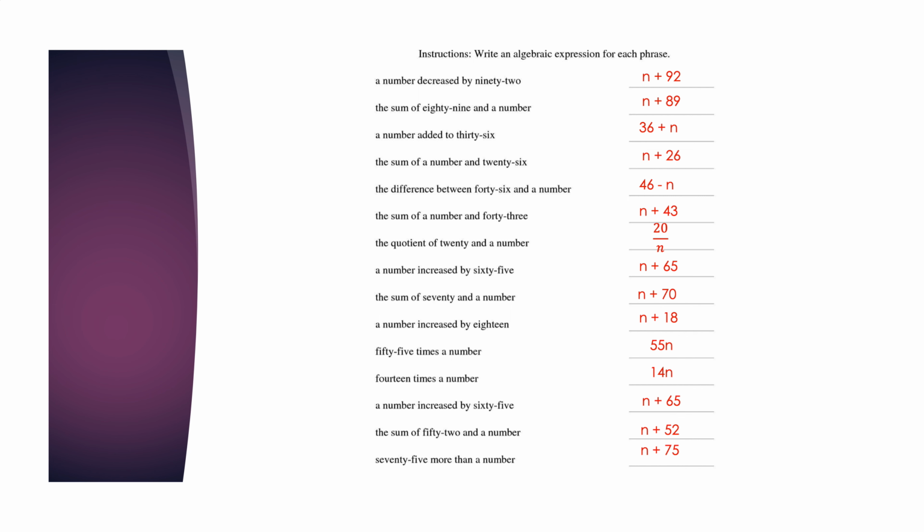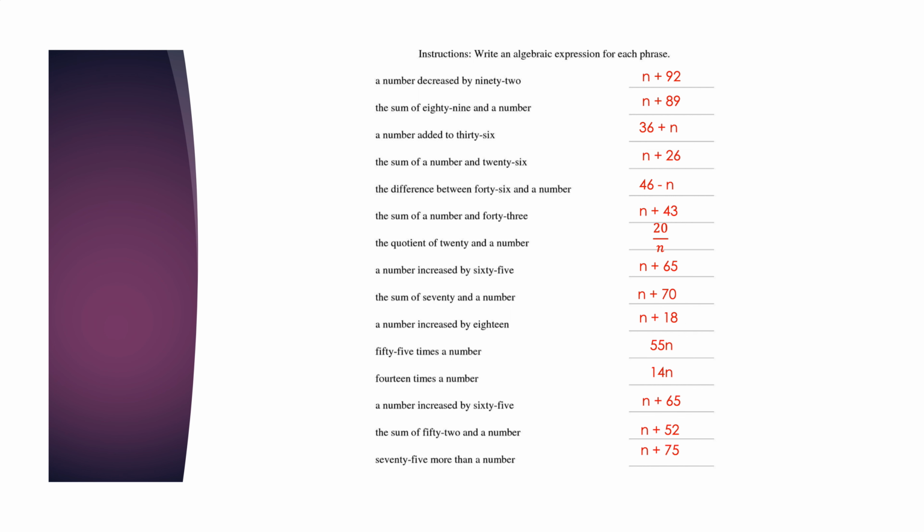Next, the sum of a number and 26. N plus 26, the sum means to add. Next, difference between 46 and a number. That would be 46 minus n, because difference means to subtract. All right, we start with 46 because that comes first. There is no changing the order with the word difference. Okay. Next, the sum of a number and 43. Sum means to add. That would be n plus 43.